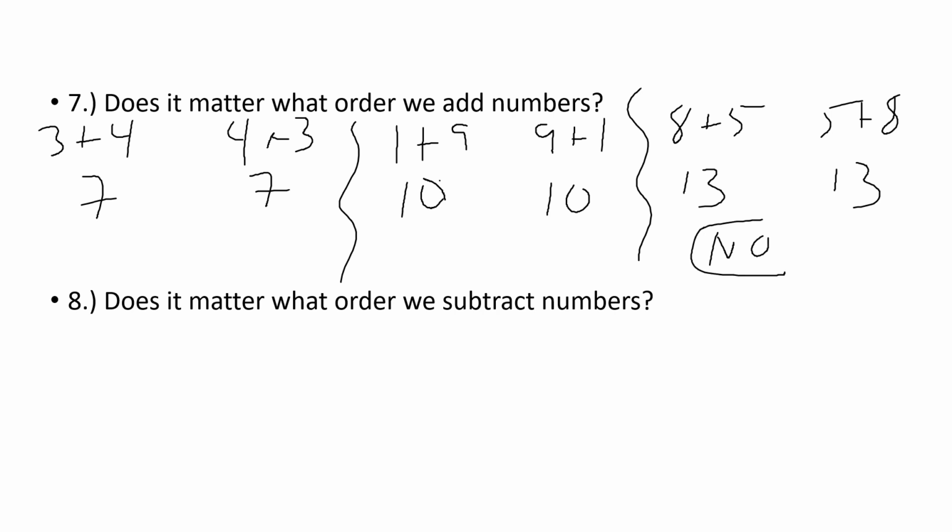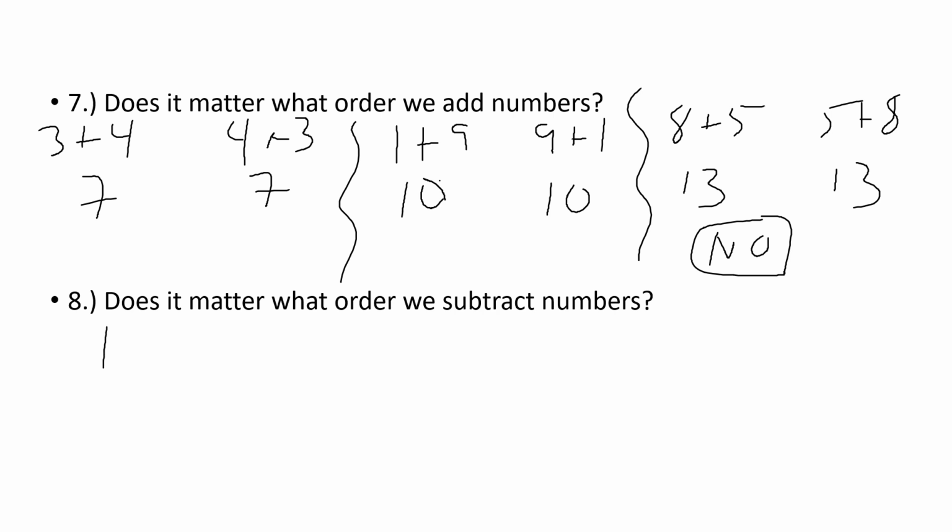This does not constitute what's called a proof in math, but it is enough to be convincing that it doesn't matter what order we add the numbers in. We are free to switch the order of the numbers however we want. So the follow-up question to that is, does it matter what order we subtract numbers in?